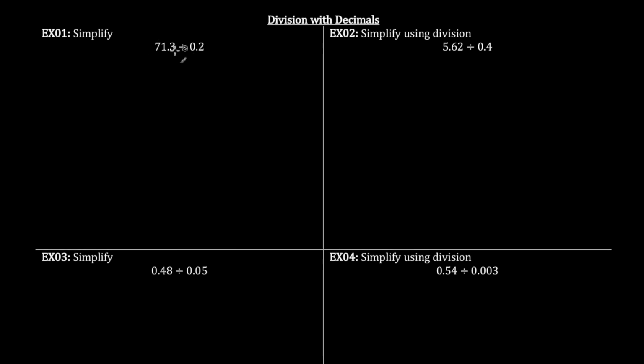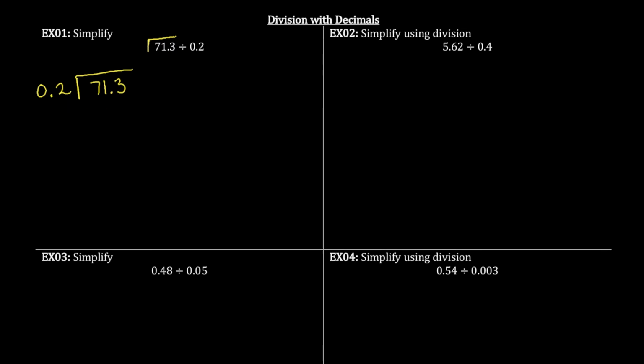Example number 1, 71 and 3 tenths divided by 2 tenths. So remember, this first number, called the dividend, goes inside of the house. So 71 and 3 tenths inside the house divided by 0 and 2 tenths. Now, before you bring up this decimal, let's change this. Let's bring the decimal to the right.